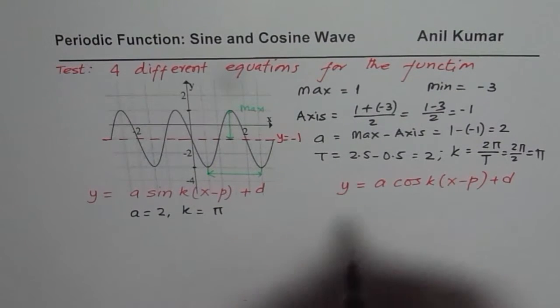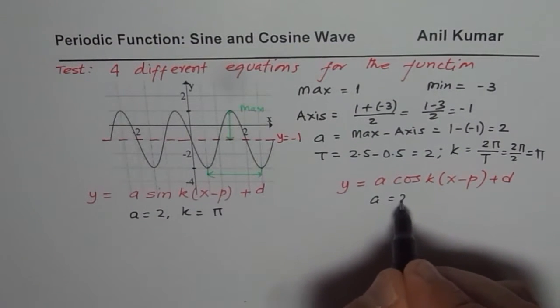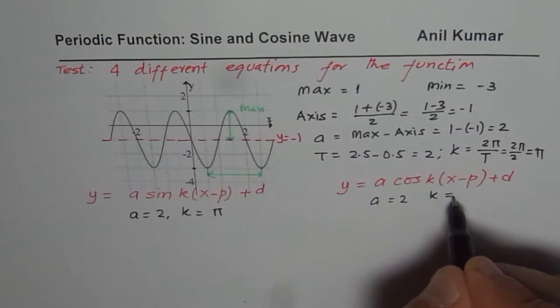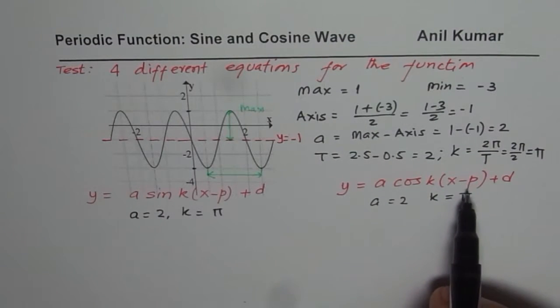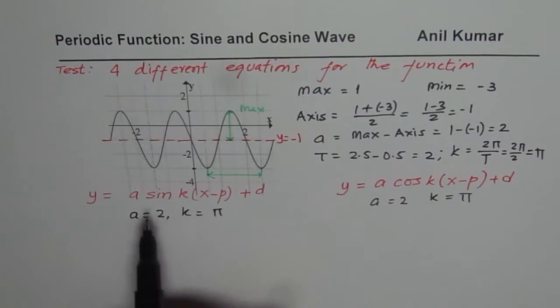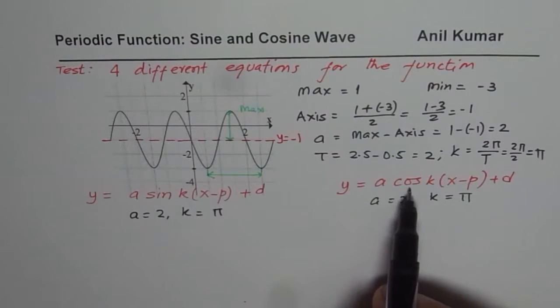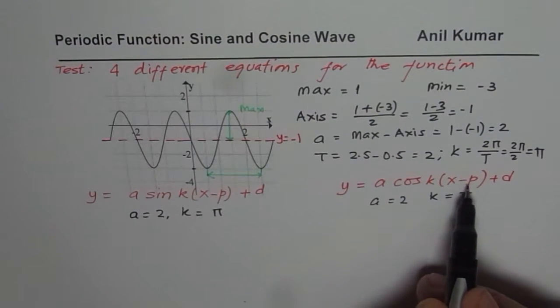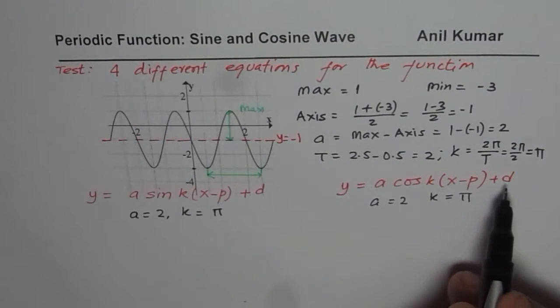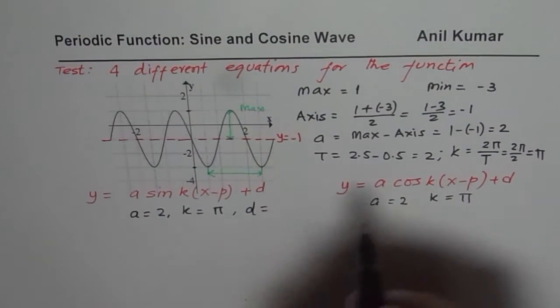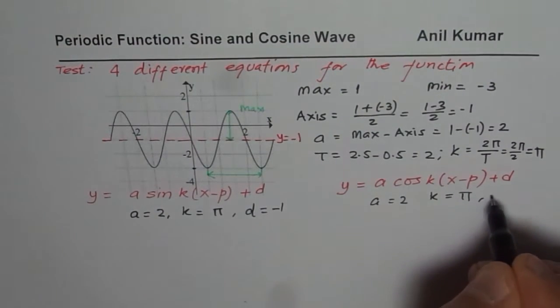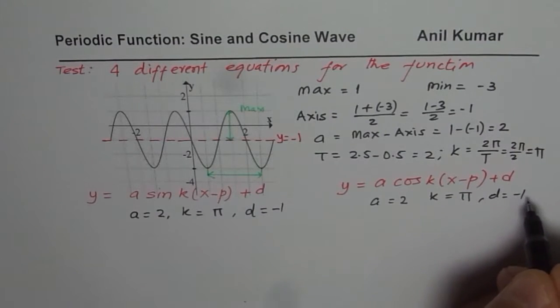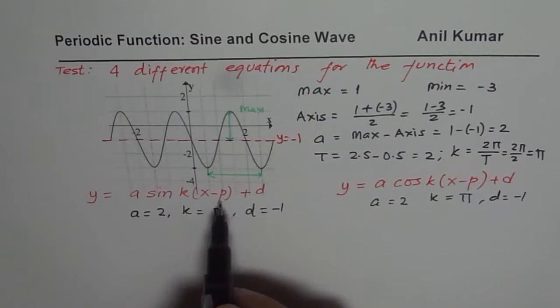This value is same for both sine or cosine, right? So that doesn't really change. What really changes is the phase shift. Since you know that sine and cosine are waves which are translated quarter of the cycle, left or right, right? So that is what it is. So phase shift p will change in these equations, but a, k and d value will remain same. Axis we calculated as minus 1. So these three values will remain same. Now let's find out the phase shift.